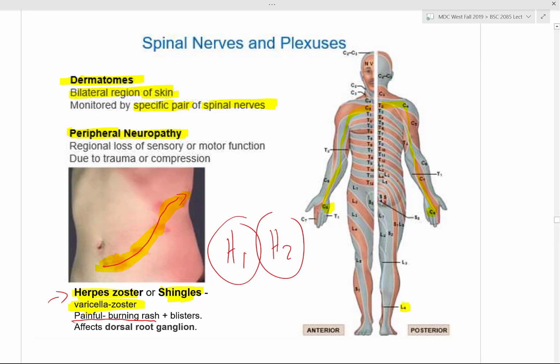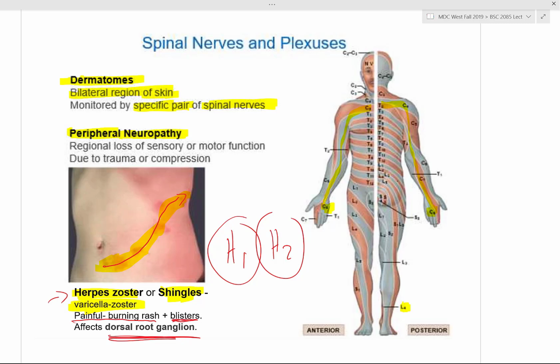It's not always shown on the abdominal cavity. It can actually be shown on the arm. But if the rash is painful and burning, like you feel like something is burning in your skin, and on top of it you have blisters, that tells you automatically that's herpes zoster. And that is actually affecting the dorsal root ganglion. What does the dorsal root ganglion carry? Sensory or motor? Sensory. And that's why you feel that painful burning rash.